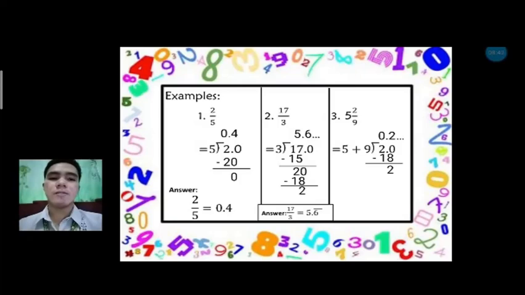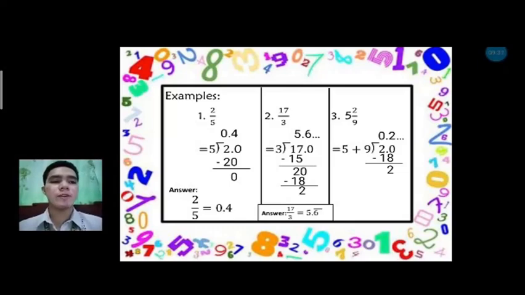Then you have to divide 20 by 3, that is 6. Again, 6 times 3, 18. So that is continuous. Therefore, we can say that this will be 5.6666 and so on and so forth. So the conversion of 17 over 3 in decimal number is 5.6 with a repeating 6. Okay, 17 over 3 in decimal form is 5.6 with vinculum. So how about number 3?